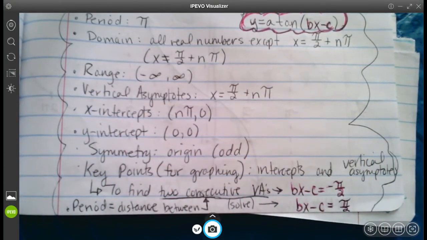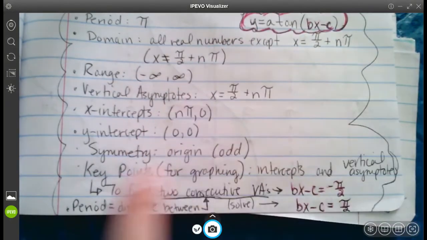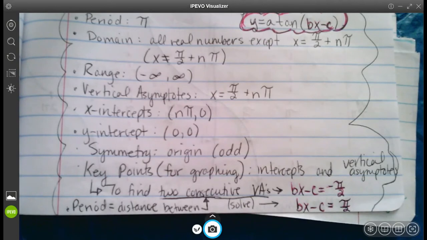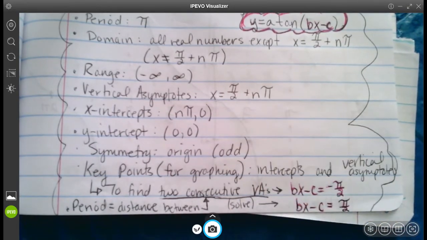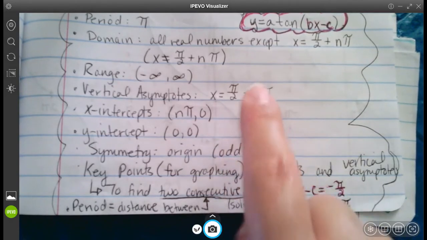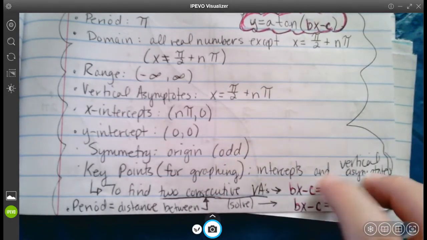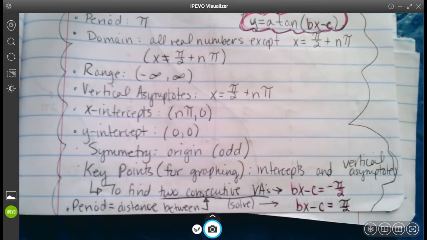This one does have odd symmetry, and you can tell just by looking at it, it has that kind of diagonal symmetry. The key points for this one, unlike the cosine and sine, are going to be your intercepts and your asymptotes. For the ones before, it was the intercepts, the mins, and the maxes. This one's going to be the asymptotes, and it uses a starting point, ending point type of deal that I mentioned in the other video.